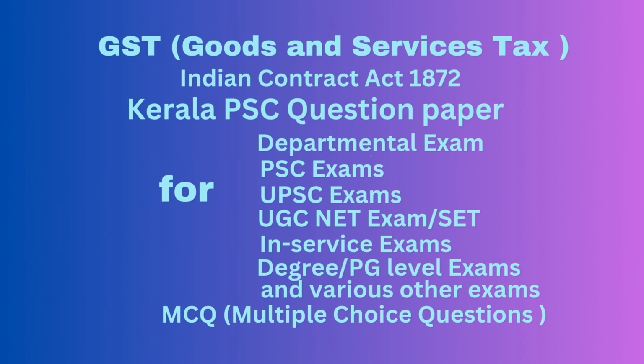Question number 24. For advance ruling, the government shall appoint officers not below the rank of dash as members of the authority for advance ruling. Answer: Joint Commissioner. Question number 25. Tax deduction at source in GST has come into effect from dash. Answer: 1/10/2018.